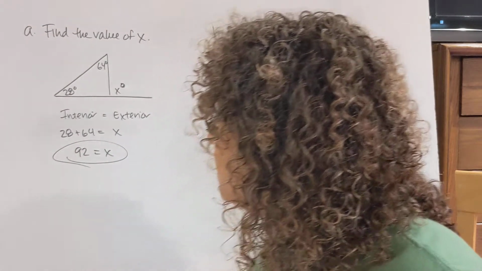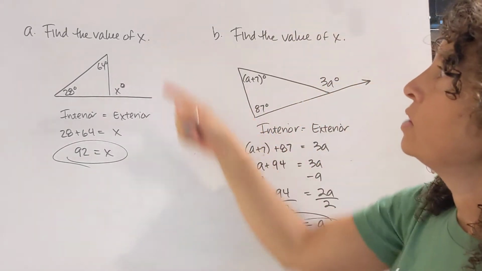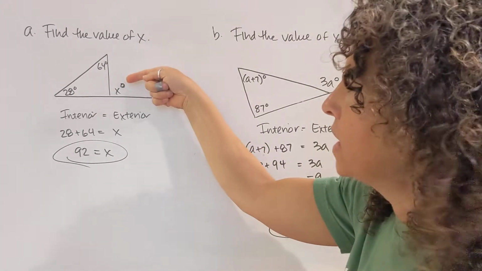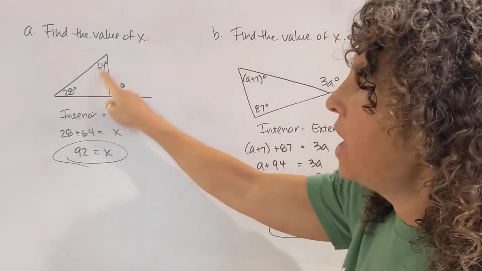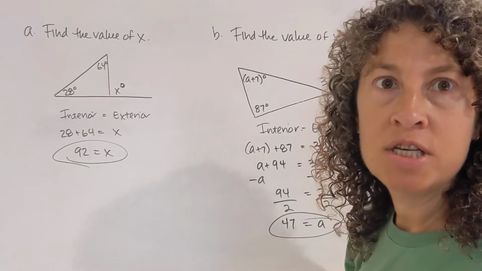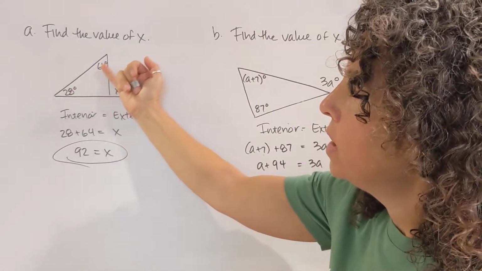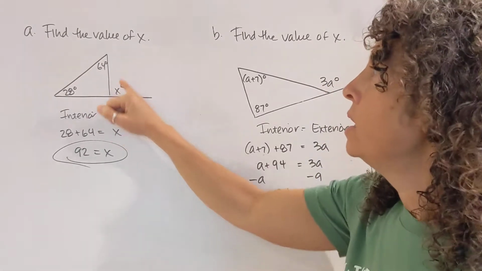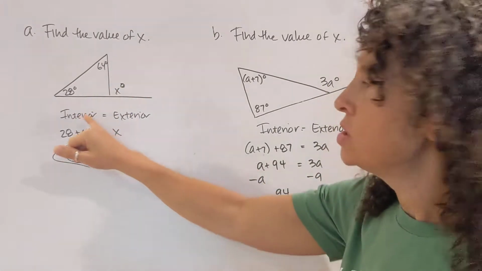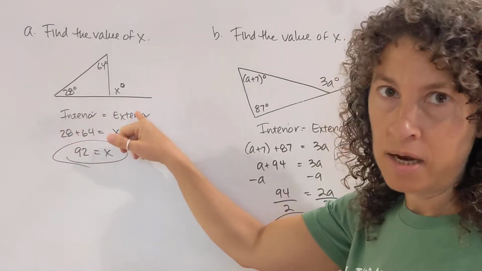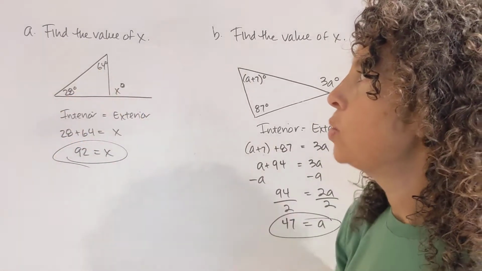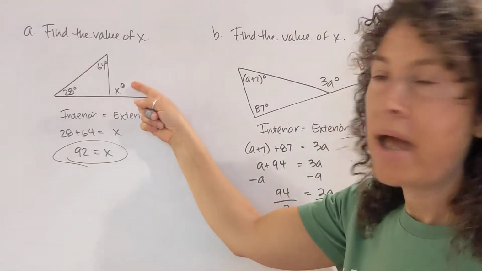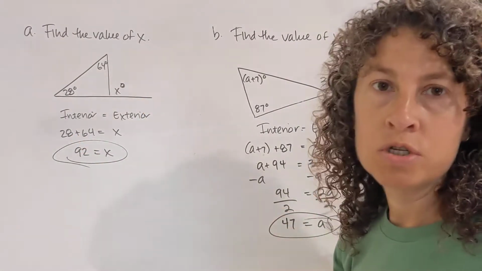All right, so what have I got here? So for my first one, we're going to find the value of x. So I've got a diagram here. Here's my exterior angle that I'm missing. And I've got two non-adjacent interior angles. So notice that those two angles over there are not touching my exterior angle. So I'm going to set up my equation doing the sum of the interior is equal to the exterior. So I'm going to take my 28 plus 64, add them together, and that is equal to my exterior angle, which in this case we're just calling x.